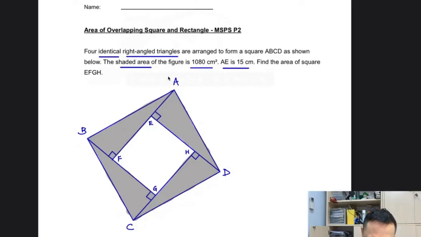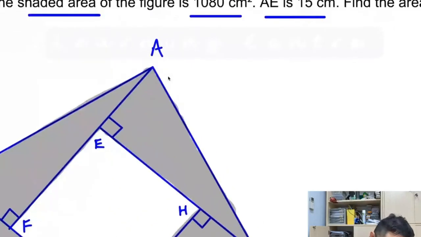Find the area of the square EFGH. So the square inside, the white one. Now, just to help you out a little bit, I'm going to indicate where the 15 is. So if AE is 15, then this must be 15.